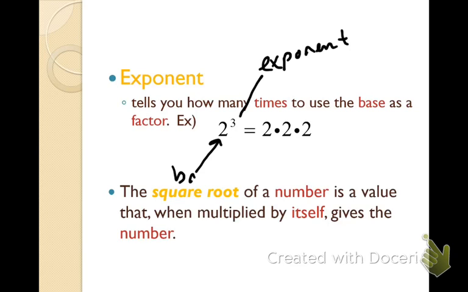This is your base. Okay? So, 2 to the third power tells you that we've got to do 2 times 2 times 2. And 2 times 2 times 2 is what? Right, 8. 2 times 2 is 4, times 2 is 8. Okay?